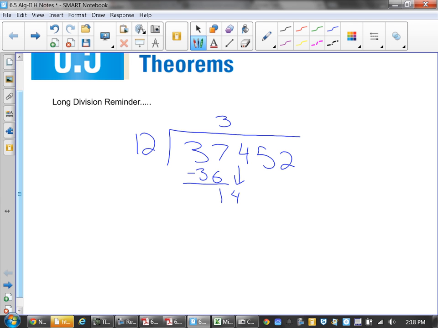Now, does 12 go into 14? Yes. How many times? 1. So I put a 1 up here. 1 times 12 is 12. Subtract it, I get a 2. Bring down the 5. Does 12 go into 25? Yes. How many times? 2. 2 times 12 is 24. Subtract it out. We have a 1. Drop down the 2. What do we get? 12.